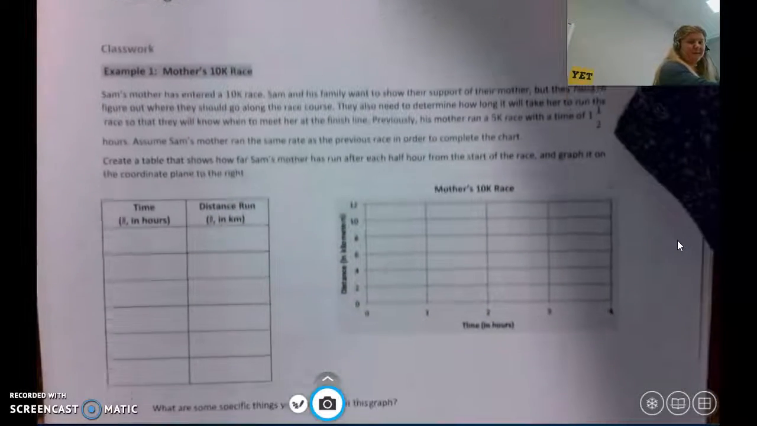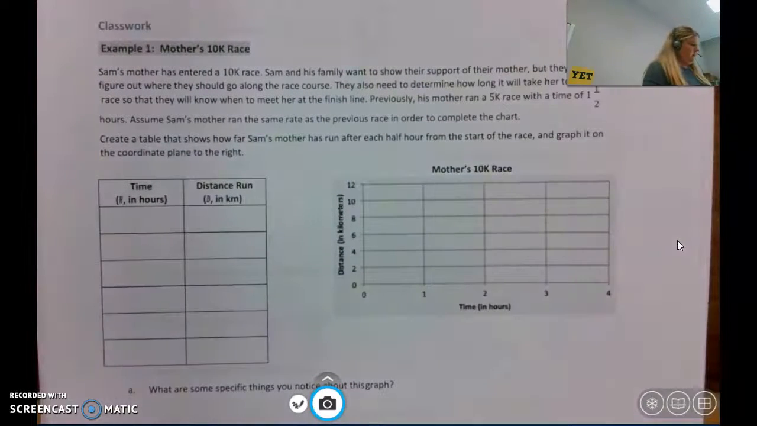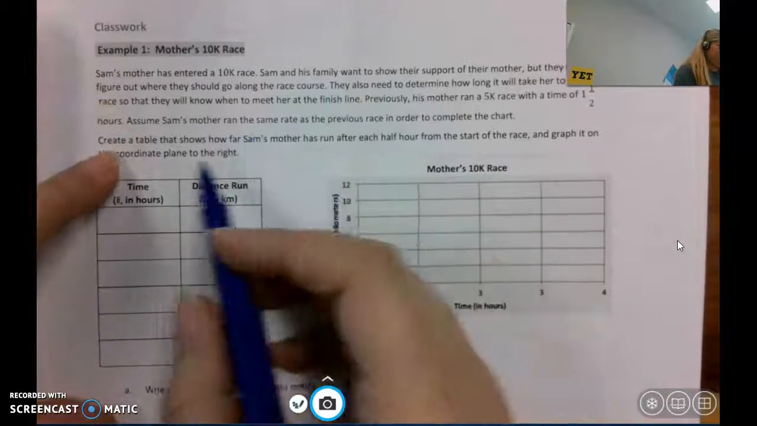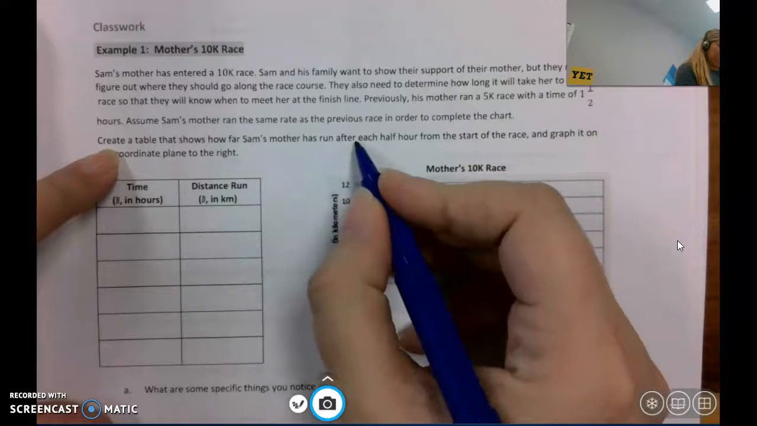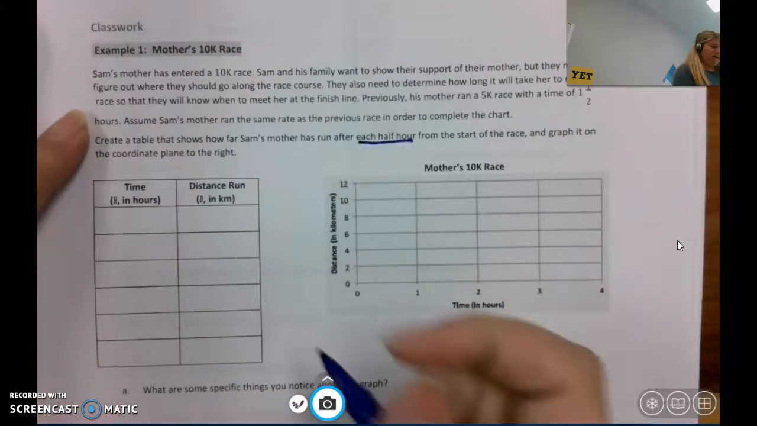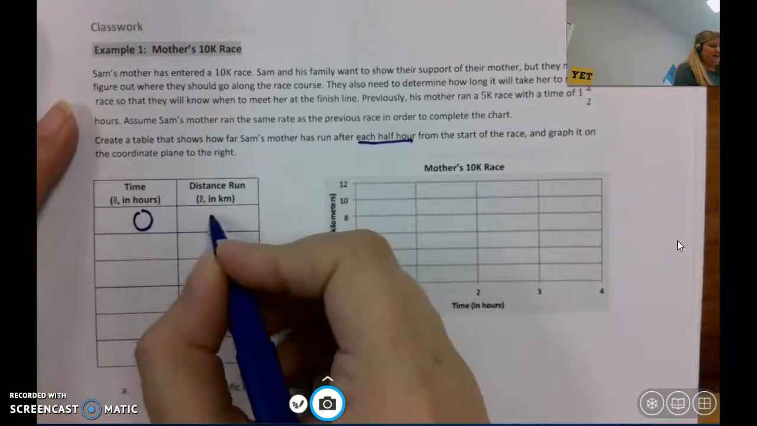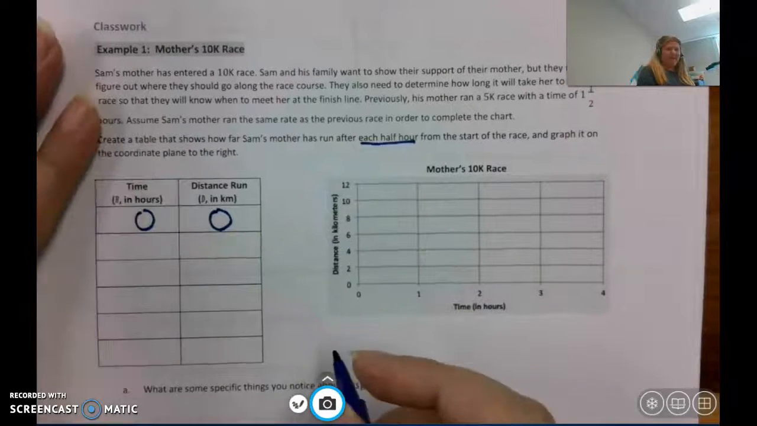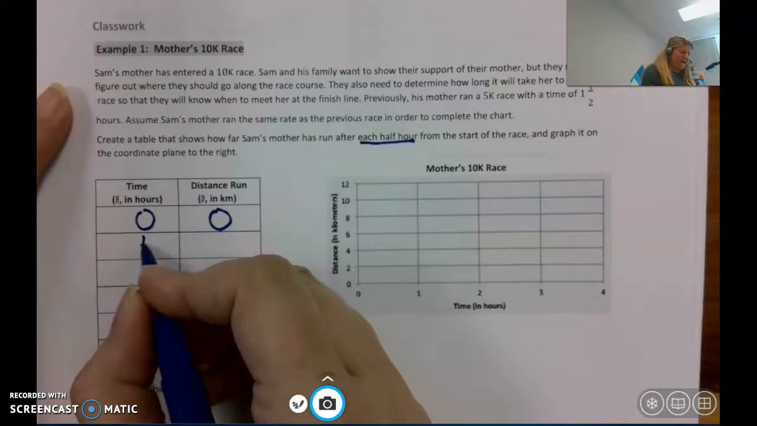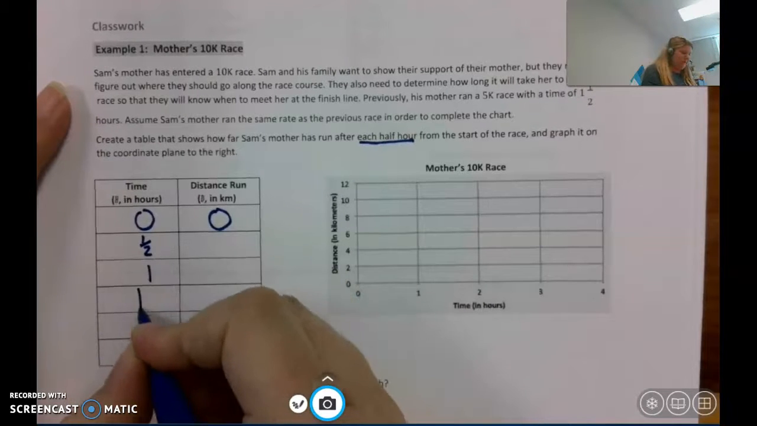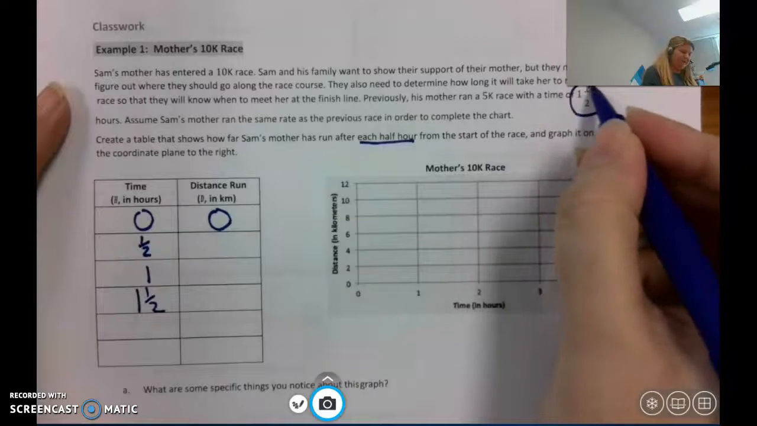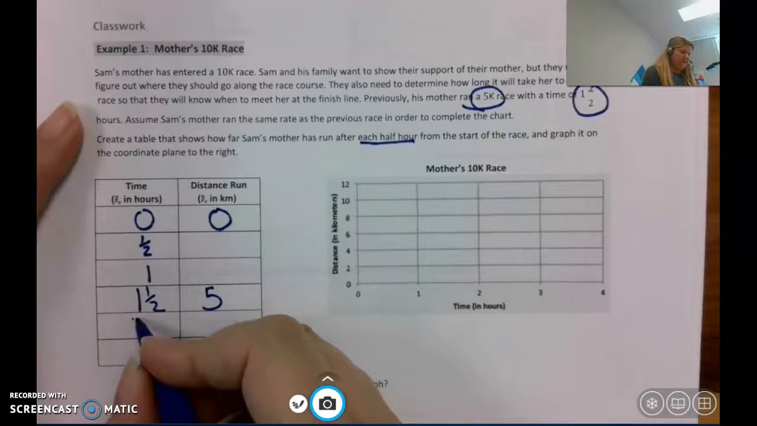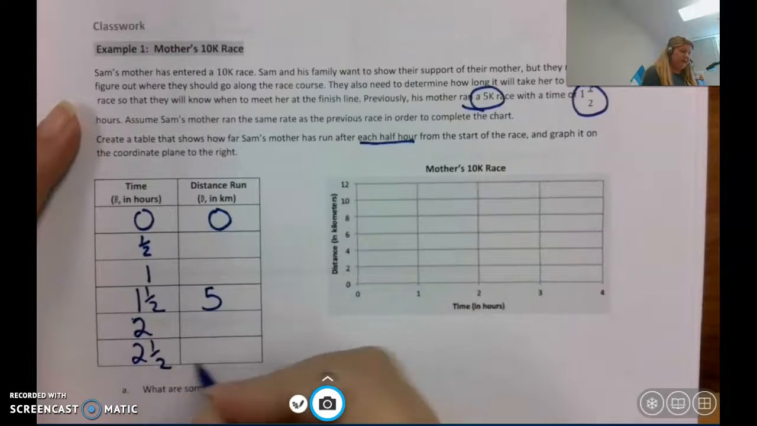So I'm going to scoot this down a bit and looking back, for my time it wants me to graph it for each half hour from the start of the race. So at the start, 0 time, 0 distance. After half an hour, we'll see 1 hour, 1.5 hours we know. That was 5K. So then the next would be 2 and then 2.5.